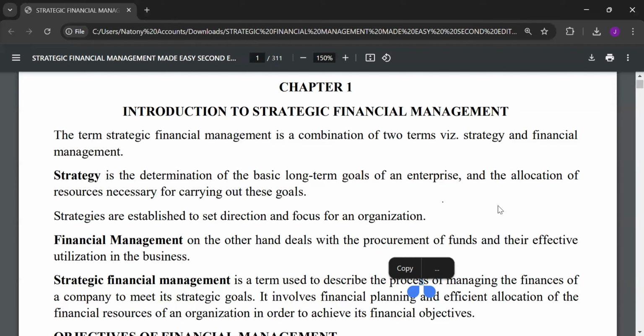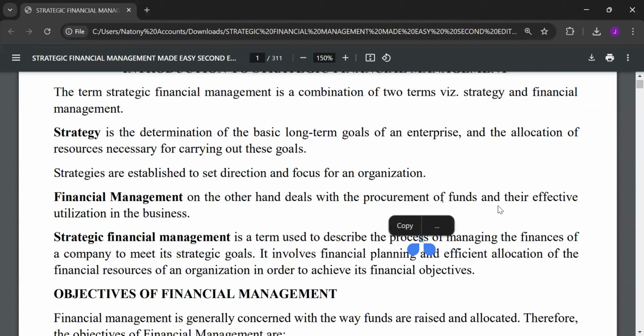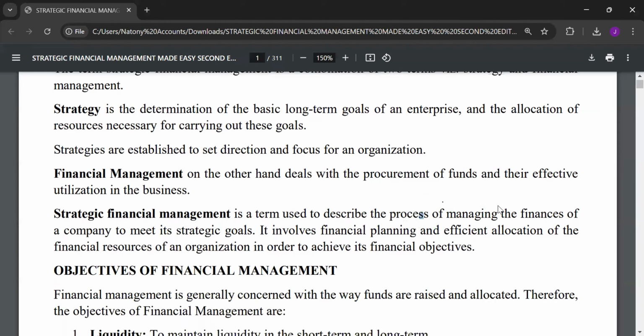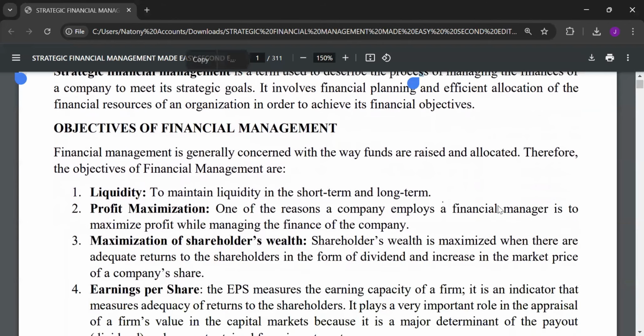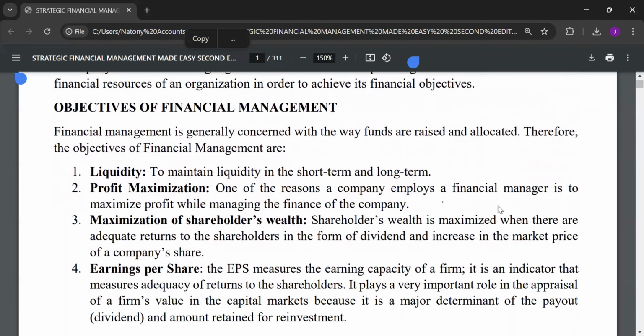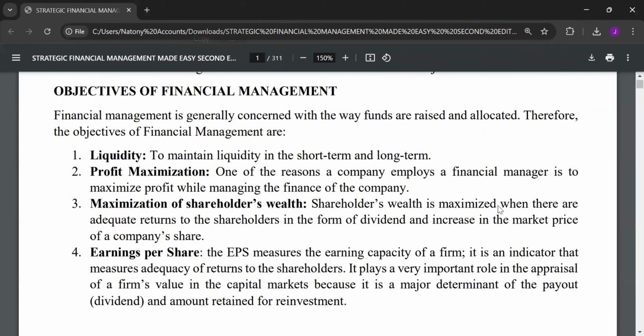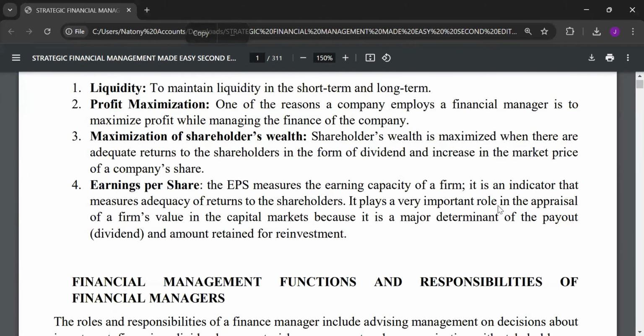The basic concept is that as a finance manager, you want to ensure that a company is able to manage its finance in such a way that shareholders' wealth is not depleted. So let's look at the definition. The definition of financial management is just how organizations procure funds and how these funds are being utilized. And the objective of this is to ensure that there is liquidity, profit maximization, and that shareholders' wealth is not destroyed, and also improvement in earnings per share.